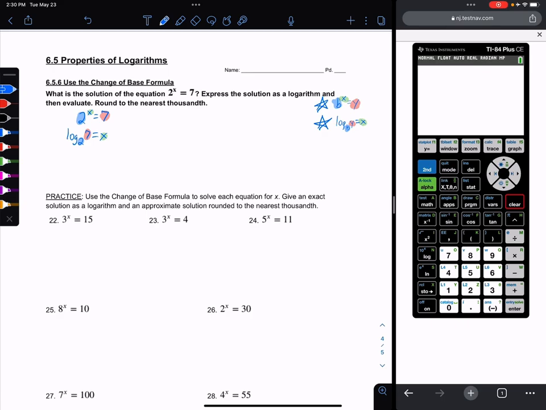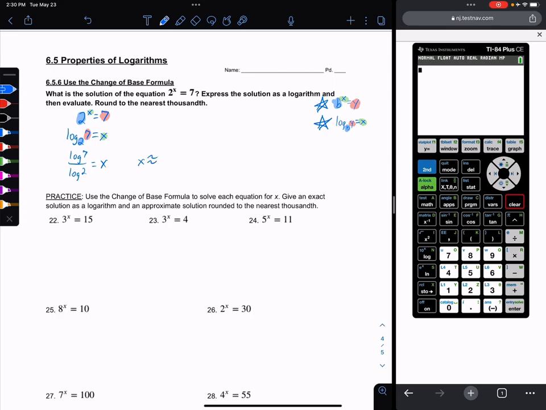In the previous video, we used the change of base formula. We're going to do the same thing here. These problems are really not much different than the previous ones. You're just starting with an equation. So this would become the log of 7 divided by the log of 2. That would be equal to x. And then we're going to approximate that to the thousandth.